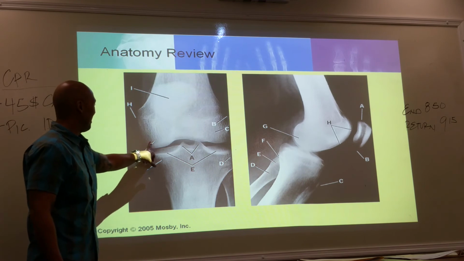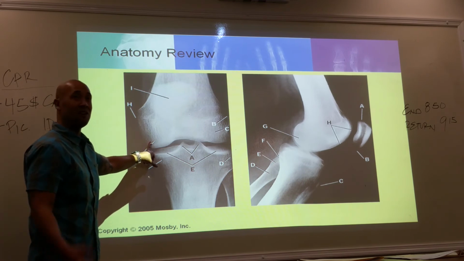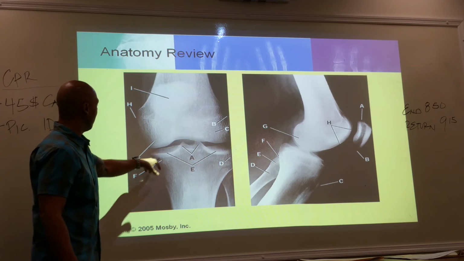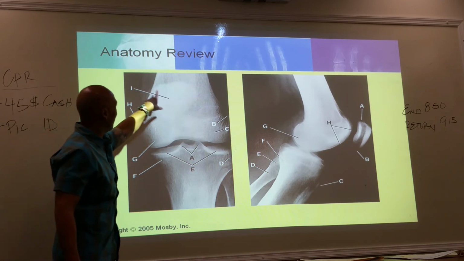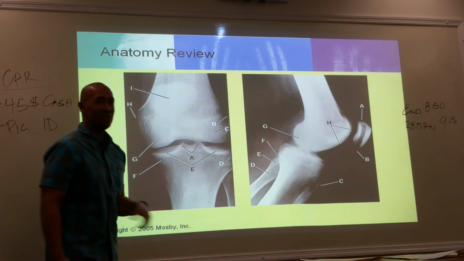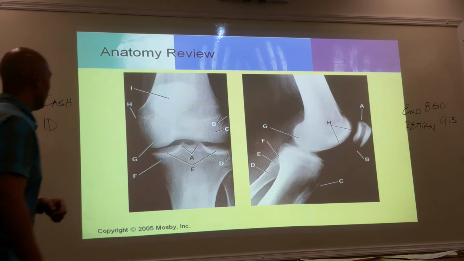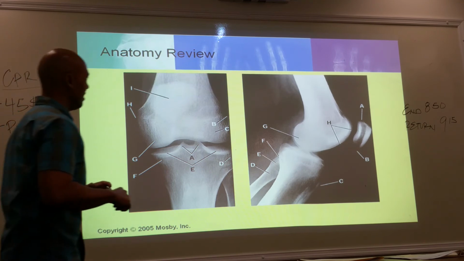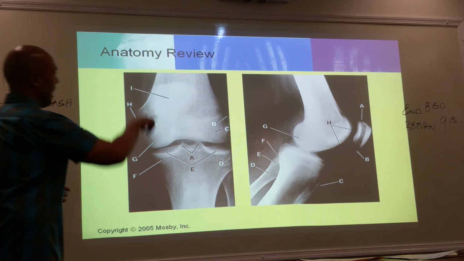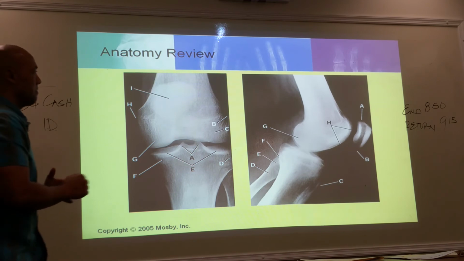G, medial condyle of the femur. Okay, E, F, G, H. Right above it, medial epicondyle. And then this, patella. That's your guitar pick. Did someone say talus? Am I hearing things? What did you guys say? Patella. Okay.